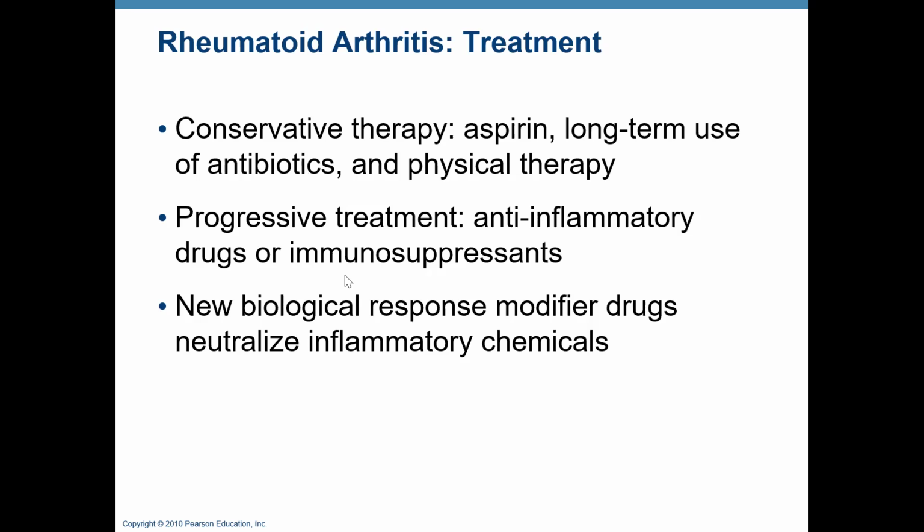So if you're going to lower your immune system a little bit, you don't want to get overwhelmed with infections from bacteria. So that makes sense. You'd be taking some antibiotics as well if you're taking an immunosuppressant that would lower your immune system. Some other drugs I'm not quite aware of, it says new biological response modified drugs neutralize inflammatory chemicals. I'm thinking more like steroid injections that'll reduce inflammation.